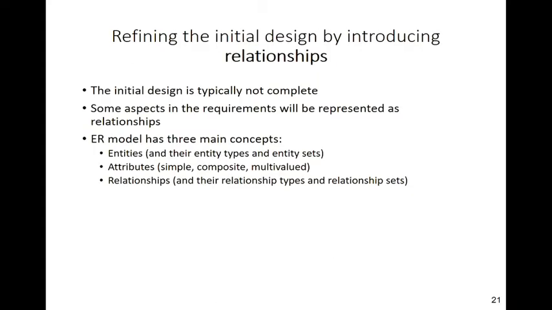Oh, look, the initial design is typically not complete. Well, of course not. Some aspects in the requirements will be represented as relationships. So we have 3 things that we are really looking at, and it's entities. So they're types and their sets, which is kind of your domain. We have the attributes, so simple, composite, and multi-valued, and there are relationships, and their relationship types and relationship sets, right? So again, in reality, we're just looking for, does the relationship exist or not? Not necessarily all the detail behind it.